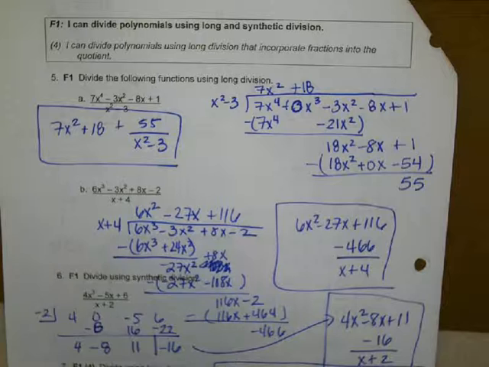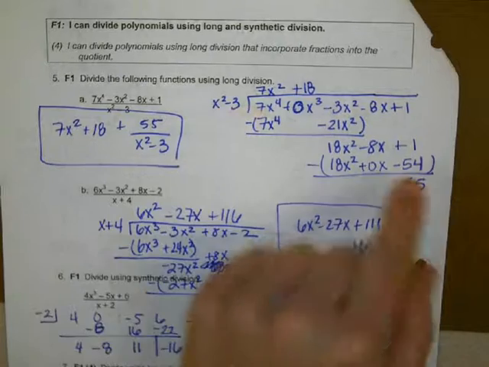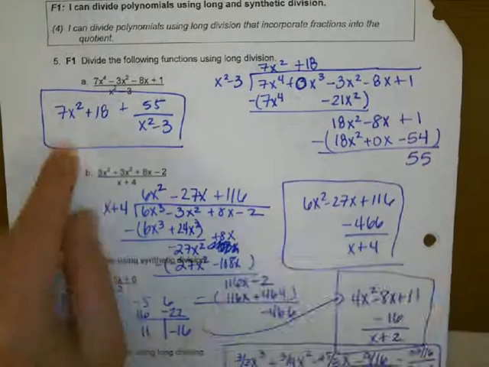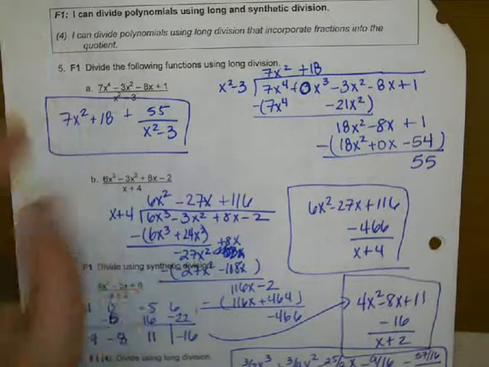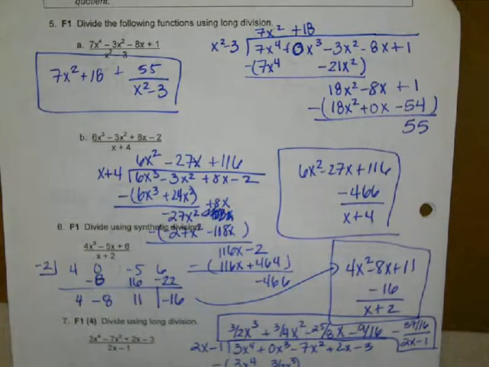Then you go back up to the top. What times x squared gives me 18x squared? 18 times negative 3 gives me negative 54. 1 minus the negative 54 gives me 55. And then that would be how you want to write your answer. Same thing for B, same process, and you should get that as your answer.